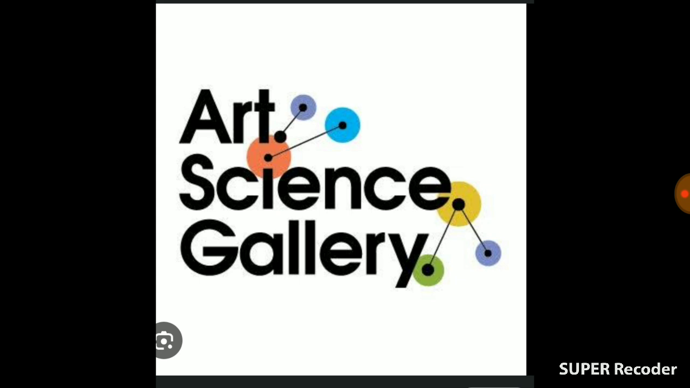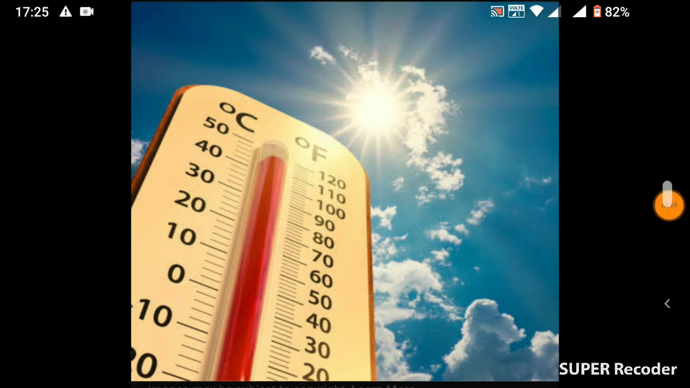Today we will learn about the chapter Heat in Physics. Heat. What happens when you put water in a vessel and keep it out in the sun for 2 hours? What happens if you put milk in a vessel on a gas stove? So we will now study what heat is.